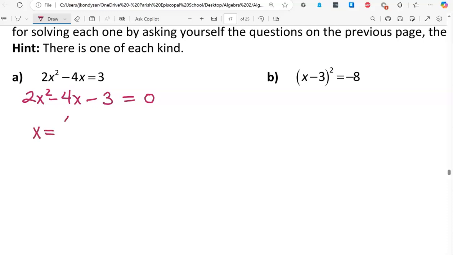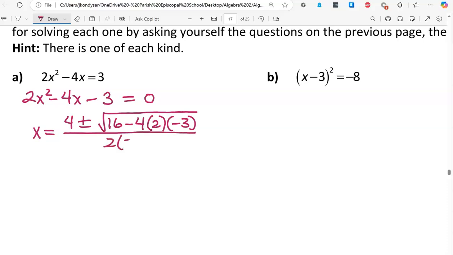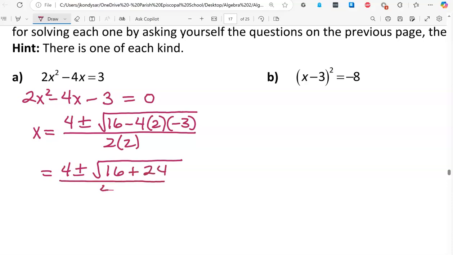So x is equal to the opposite of b plus or minus the square root of b squared, which is going to be 16, minus 4 times a times c, all over 2 times a. Now we've just got to simplify this. 4 plus or minus 16, and then this is going to be plus. Notice we have two negative factors there, -4 and -3, which multiply to positive 12 times 2 is positive 24, so we have 24, and then divided by 4.